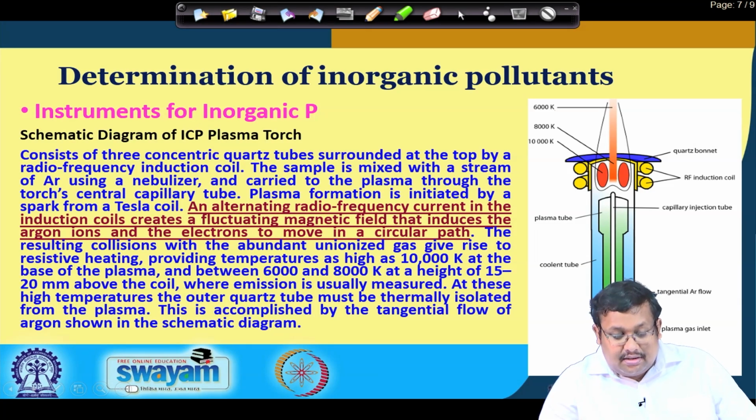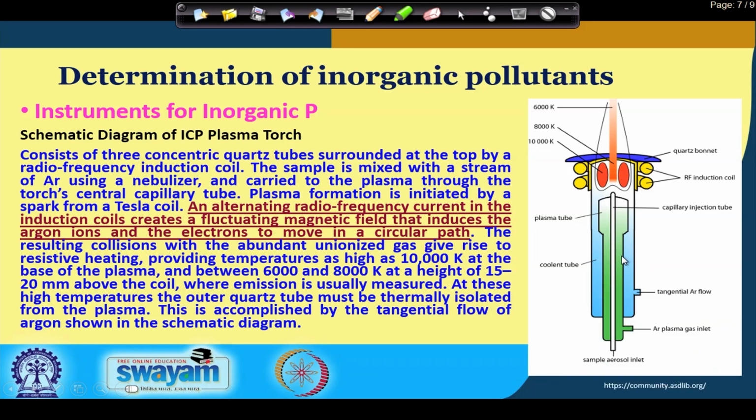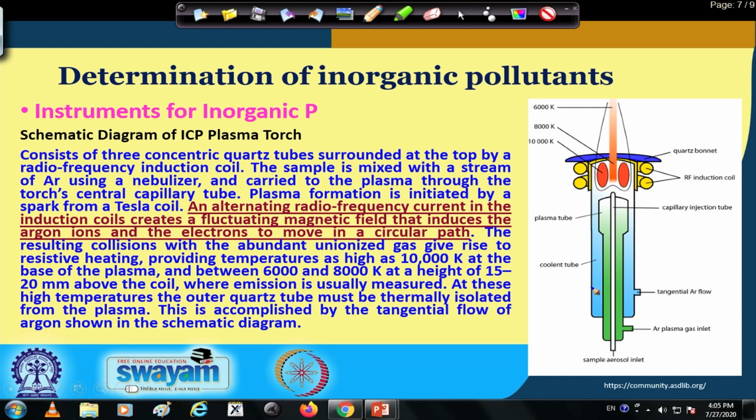As you can see here, this consists of 3 concentric quartz tubes surrounded at the top by a radio frequency induction coil. Here you can see there are 3 concentric quartz tubes. At the middle there is the sample, a capillary injection tube, and after that there is a plasma tube, and at the outermost there is a coolant tube. So, this is the radio frequency induction coil.